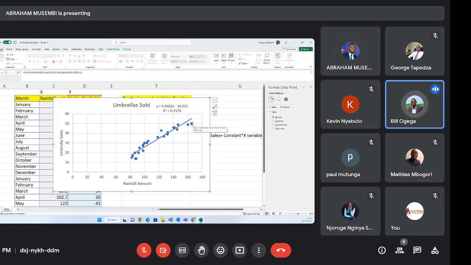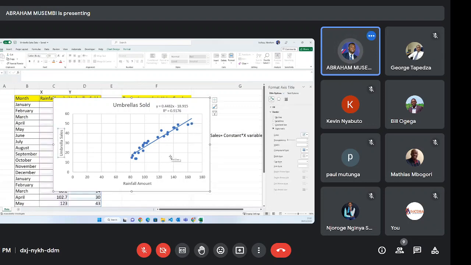So when plotting the scatter plot, it is Excel that will come up with the data points and the axis. Yes, of course, it will come up with the axis. But even before that, you know what you are using to predict the other. We are using the rainfall to predict the number of umbrellas sold. So x automatically becomes our independent variable.